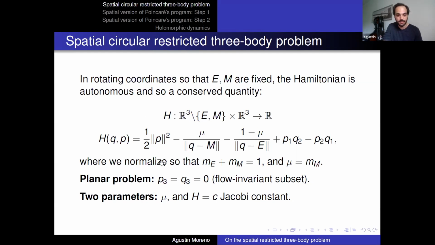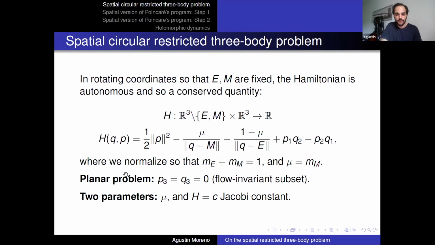So here it is. It has some kinetic term. There's a Coulomb potential associated to the Moon, and a Coulomb potential associated to the Earth. Then the price we paid because of this change of coordinates is the appearance of this angular momentum term here, which keeps track of the rotating coordinates. But now the gain is that there's no t dependence. Here we usually normalize in such a way that the mass of the Earth and Moon is 1. And mu, which is usually called the mass ratio, after this normalization you can think of as the mass of the Moon.